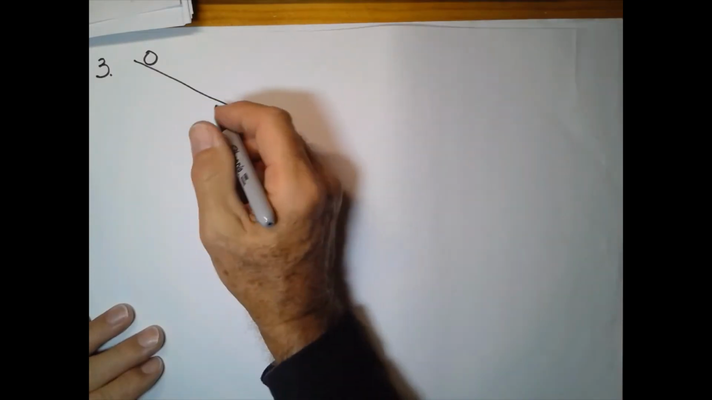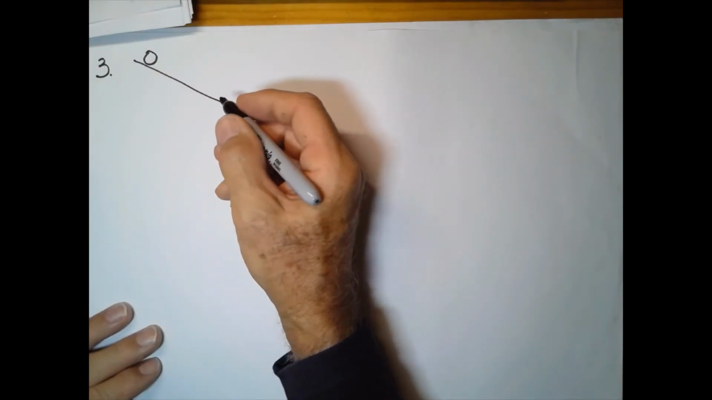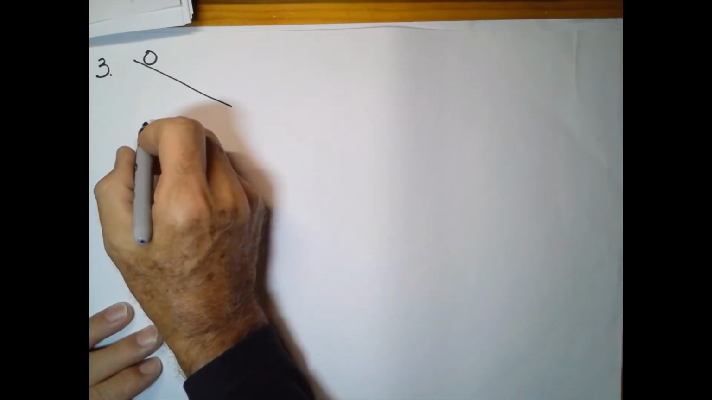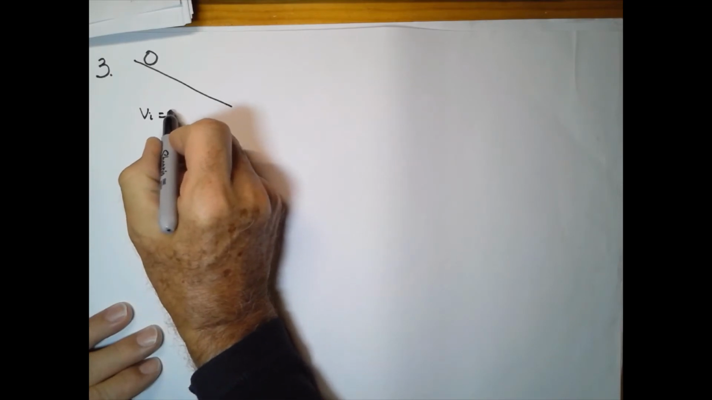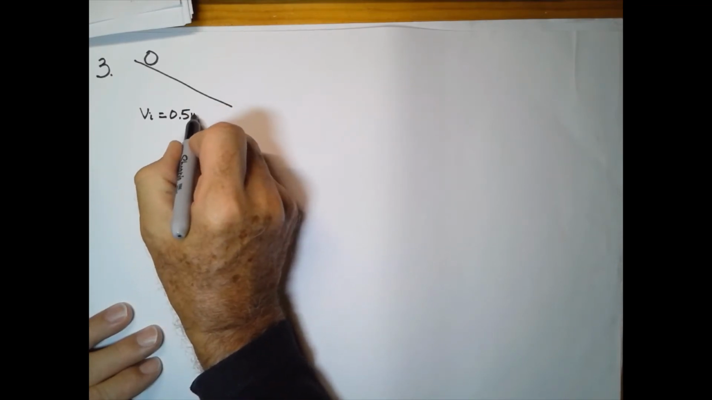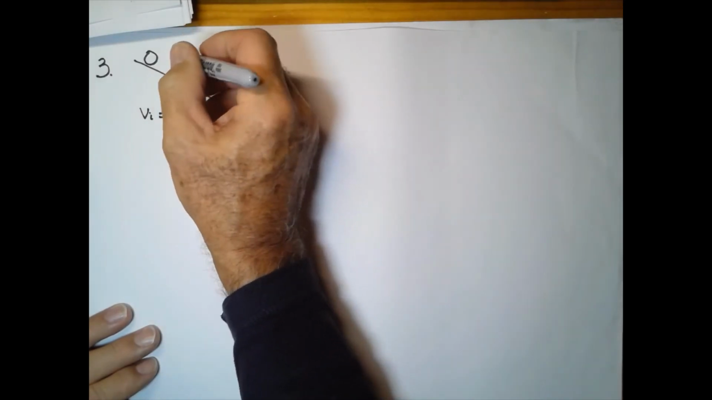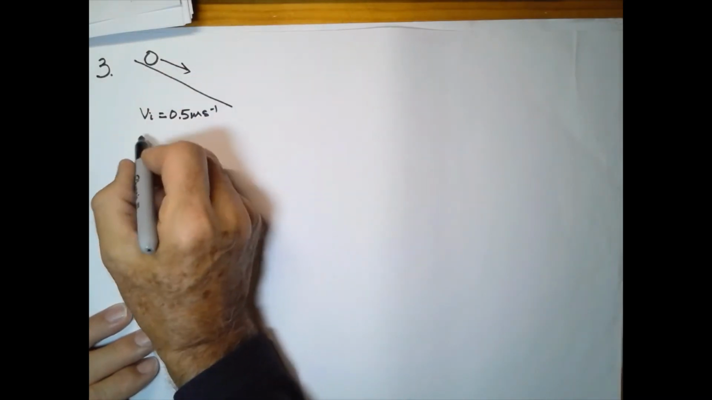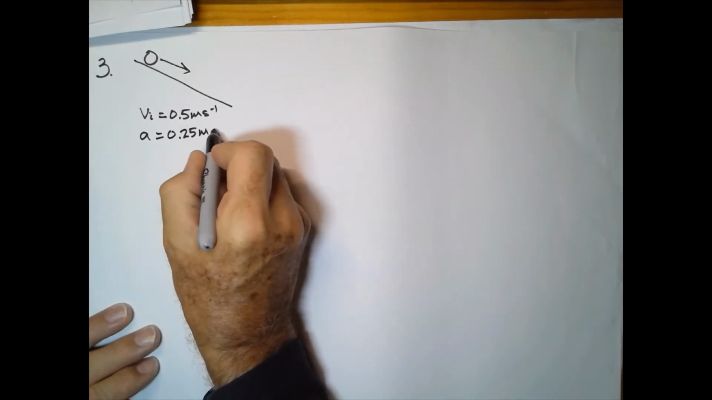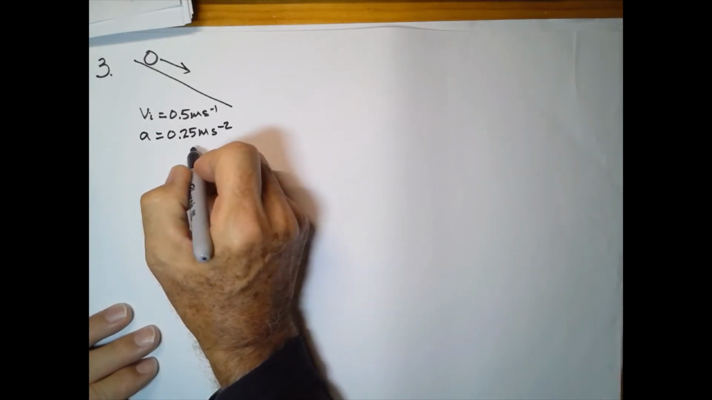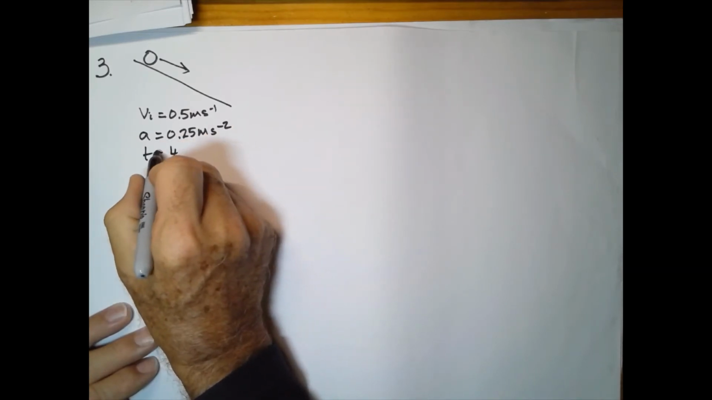Number 3. A ball is rolling down a slope, initially starting at 0.5 meters per second. Initial velocity is equal to 0.5 meters per second. Rolling down a slope, accelerating at 0.25 meters per second squared, and it rolls for 4 seconds.